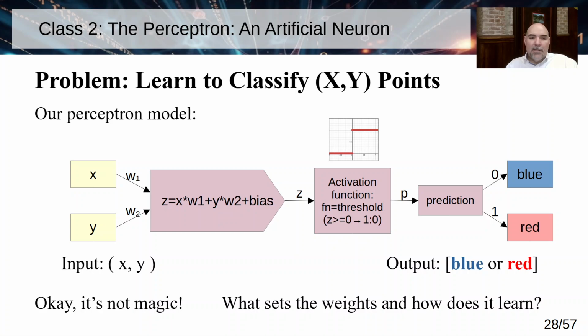Now, the question is, what sets those knobs? We could play with it ourselves and try to turn them and look at what happens. But we don't want to do that. We don't want to do a guess and check ourselves and use our brain to figure it out. We want to train it to do that on its own. We want it to learn on its own. So here's how we're going to do that.